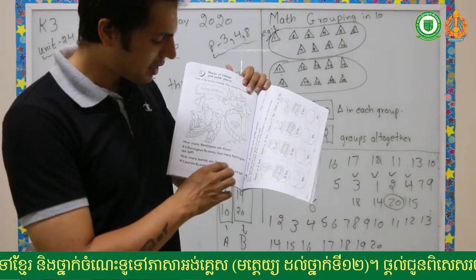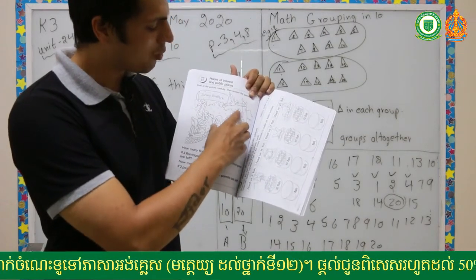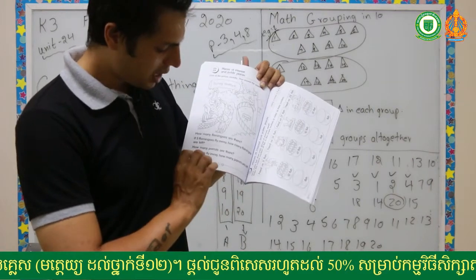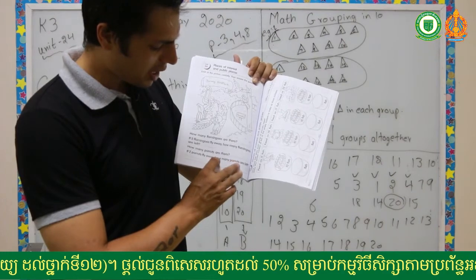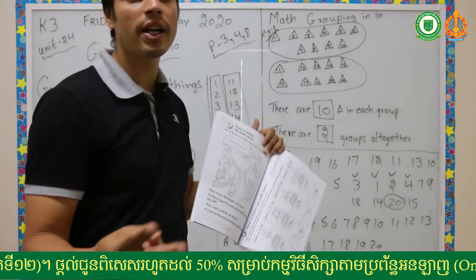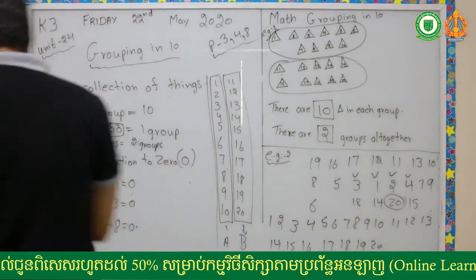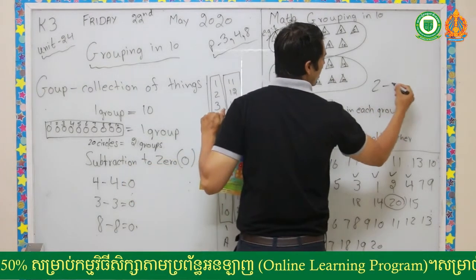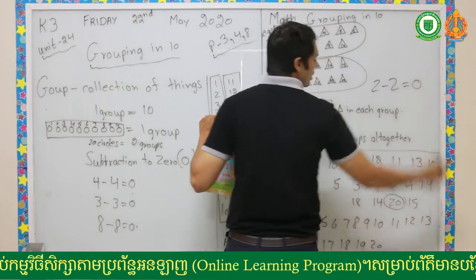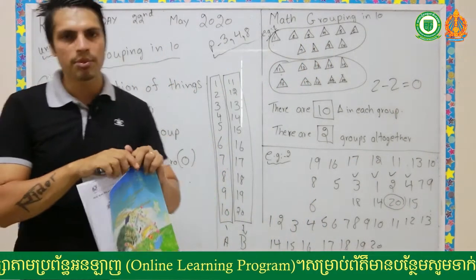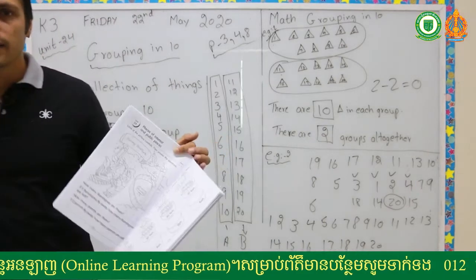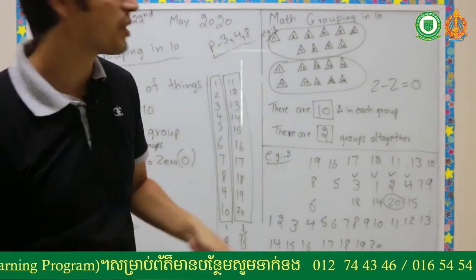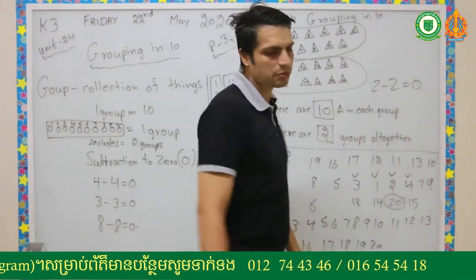So parrots, how many parrots are there? Only 2, 1 and 2. So you write down number 2. If 2 parrots fly away, how many parrots are left? If 2 parrots fly away, that means 2 minus 2 equals 0. So you write down 0 there. It means if 2 parrots fly away, there will be no more parrots there. So you write down 0 here. So this is your task 3.